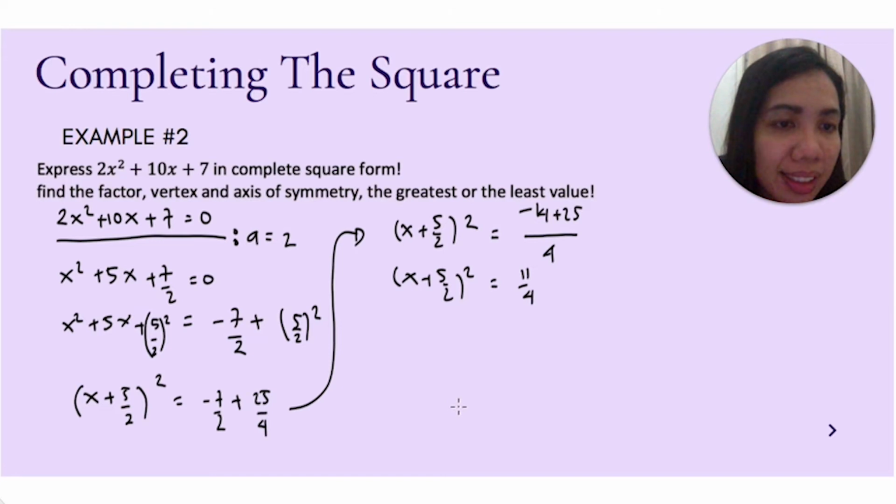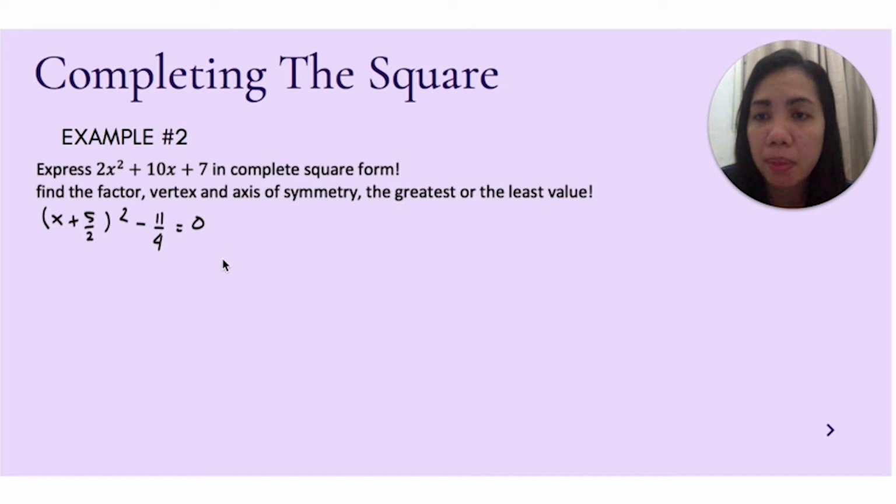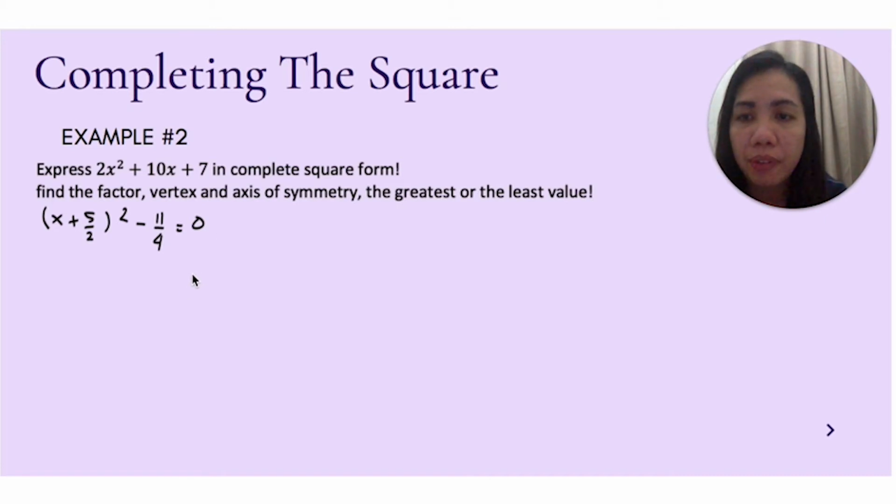Now the last step is we just need to put this to the left side again. So x plus 5 on 2 squared minus 11 on 4 equals 0. So this is the perfect squared expression from this quadratic equation or quadratic expression. This is the thing that we have got before: the perfect squared expression of this quadratic expression is x plus 5 on 2 squared minus 11 on 4 equals 0.